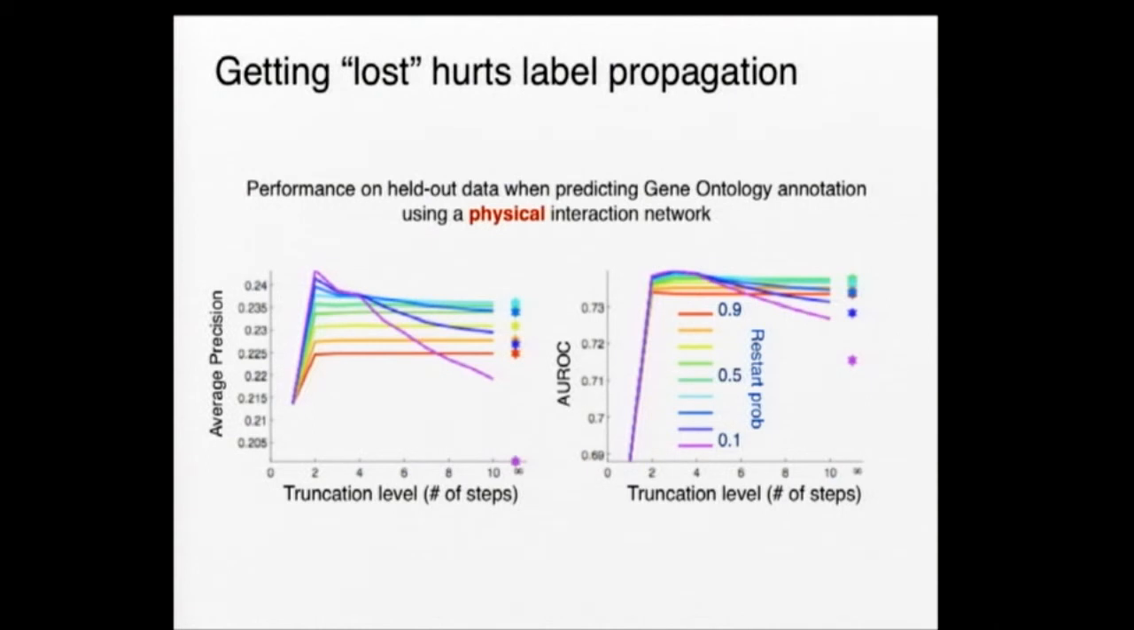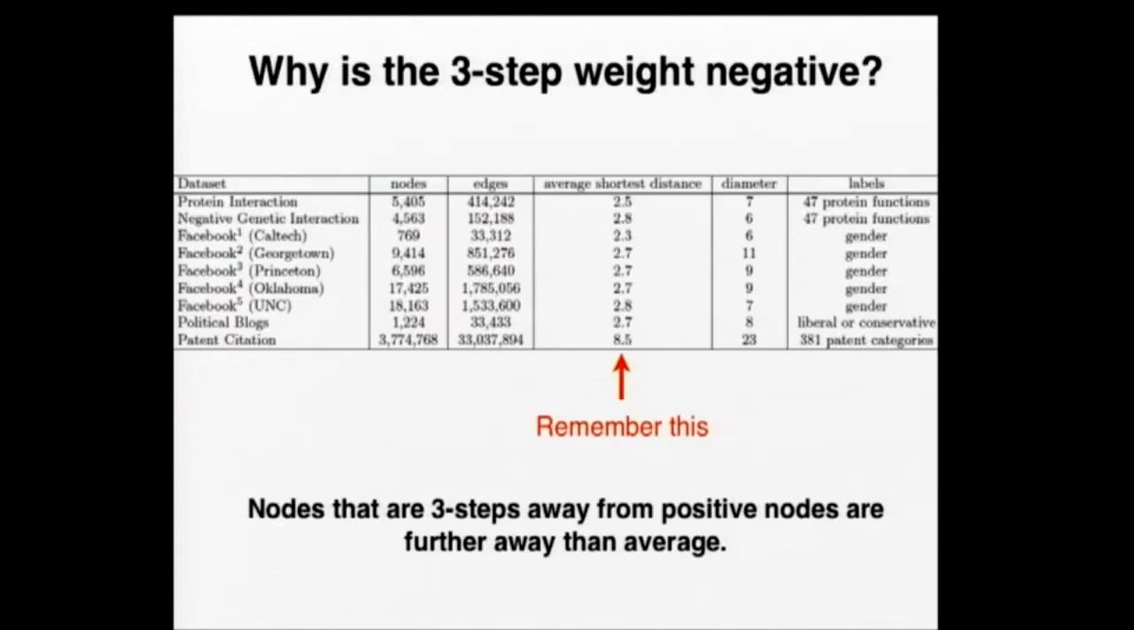Okay. So then why is the third weight negative? I told you to remember this average shortest distance, and I think that's what's coming in here. It's less than three. So what does that mean? Well, what that means is that once you get three steps away, you're actually further away than average from a node, right? And if you're more than three steps away from a positive node, you're probably not likely to be a positive node, because most of the other nodes are closer to positive nodes than you are, right?